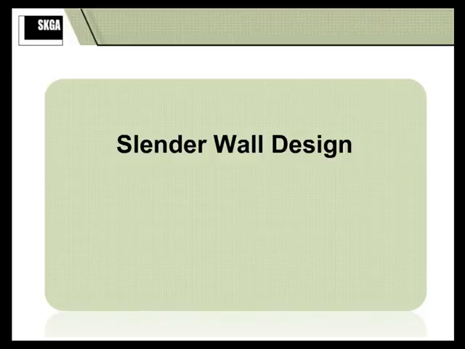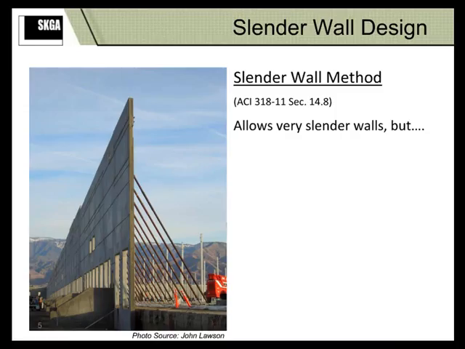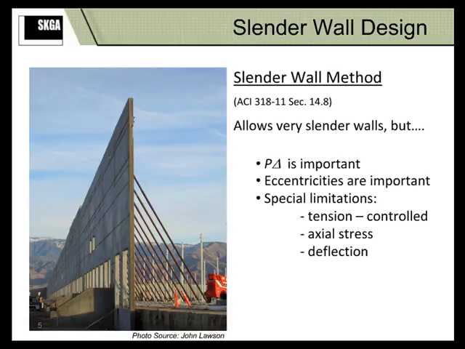Slender wall design. Well, the slender wall design really began back in the 50s and 60s and has evolved up to current day. And what makes it very unique that was recognized very early on is that these wall panels are very, very slender and subject to a fair amount of deformation out of plane. And so the slender wall provision requirements recognize that P-delta requirements are very important, that you have to take into account the second order effects of the deflected shape. Also, eccentricities are very important.